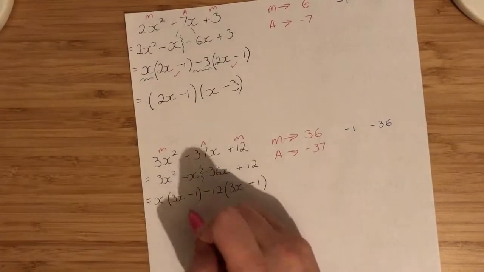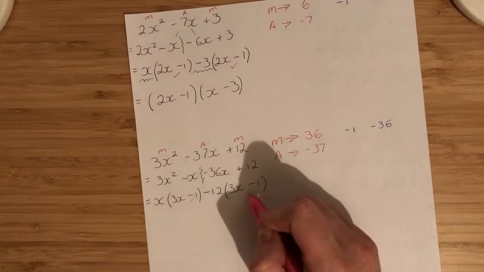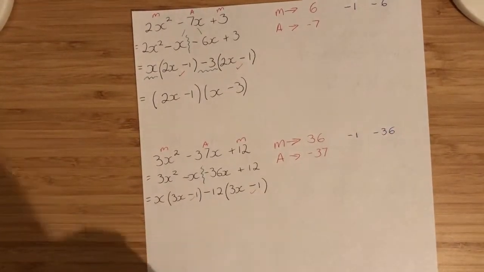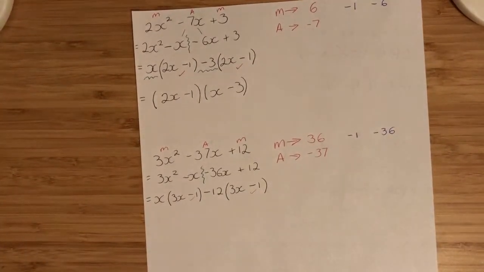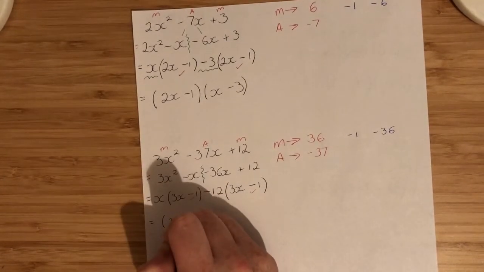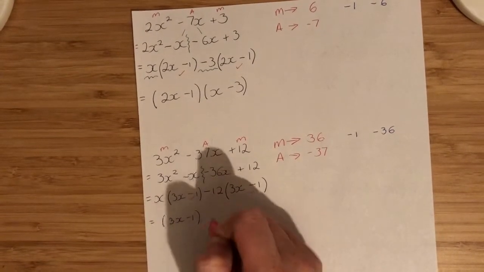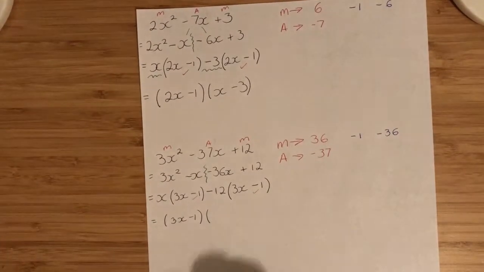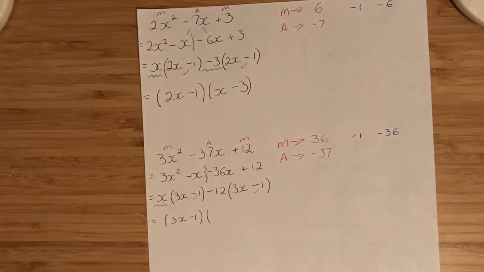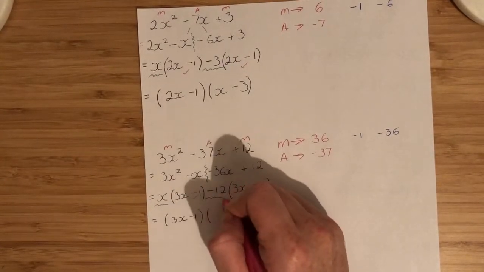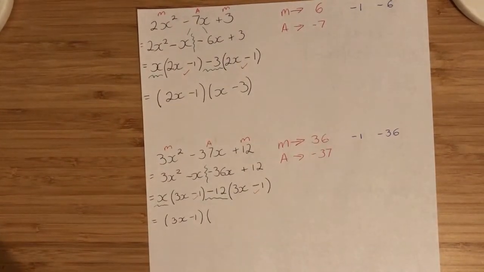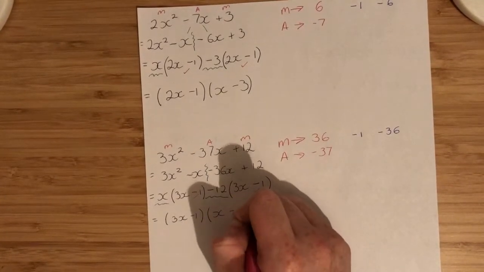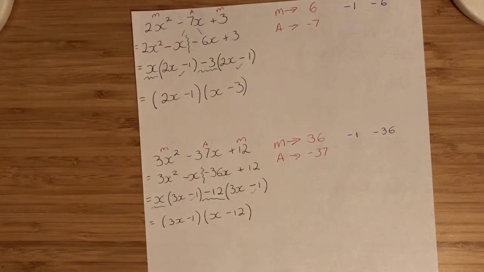We do have the same bracket. We have a 3x minus 1, 3x minus 1. Our 2 brackets match there, so that's a good sign that we are doing it right. So that's what you write out as your first bracket, 3x minus 1. And then the next bracket, again, comes from the terms outside the bracket. So we've got an x here, and we've got a minus 12 there. So we've got 3x minus 1 in the first one, but x minus 12 in the second one. And that's you done.